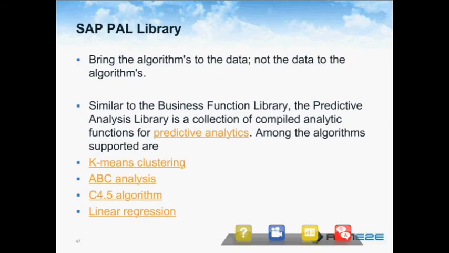So again, it's bringing the algorithms to the data, not the data to the algorithms, similar to Business Function Library, which is again a series of algorithms that SAP has had. It gives you the ability to have these pre-developed functions to apply to your data. And in here it lists some high-level functions that you can get. But again, all this comes with your HANA One system. All this comes with your HANA One system in the Amazon cloud.